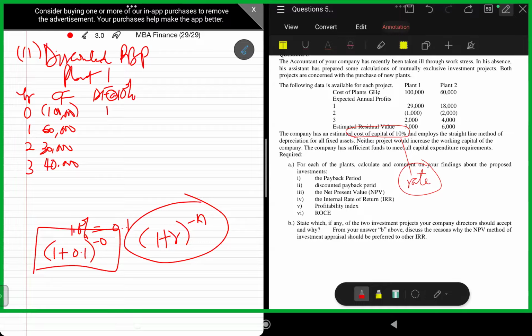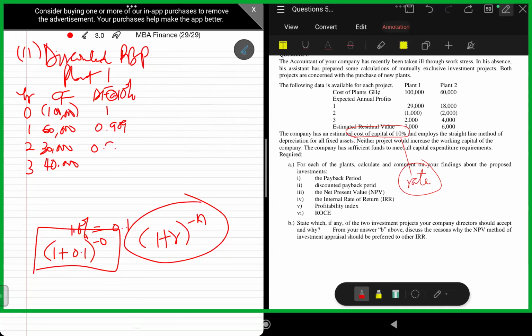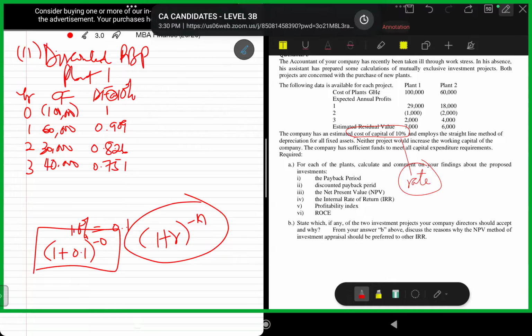0.909. Leave it in 3 decimal places. The next one is 0.826. The next one is 0.751. Three decimal places. It should always be in 3 decimal places.